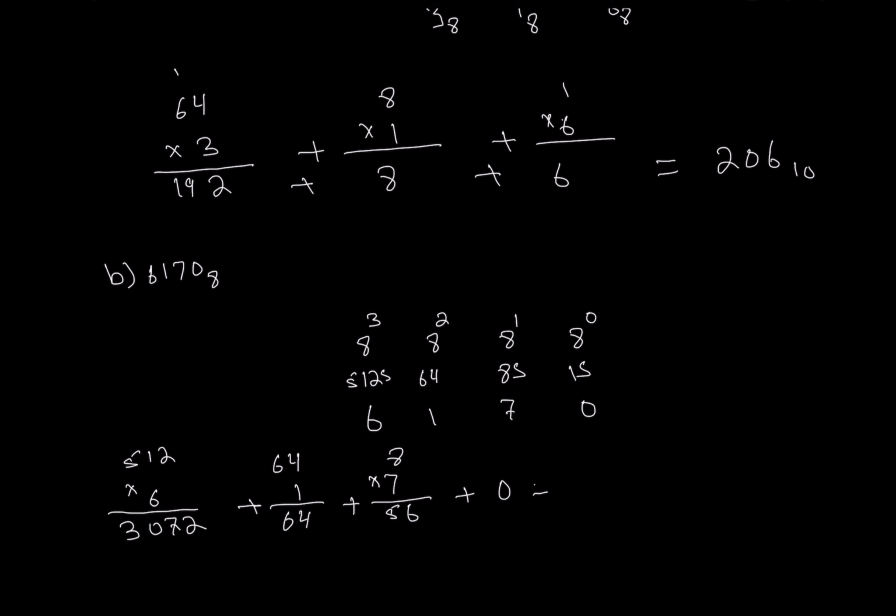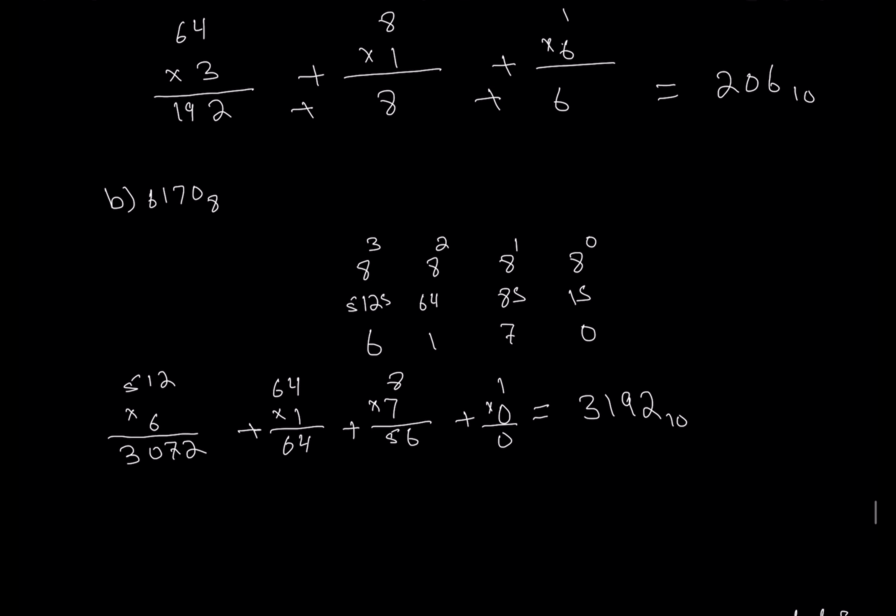So now add these numbers: 3072 plus 64 plus 56, so 3192 base 10, or just say the number 3192. So that was the actual number there. 6170 as an octal, or base 8, is equal to 3192 as a decimal number.